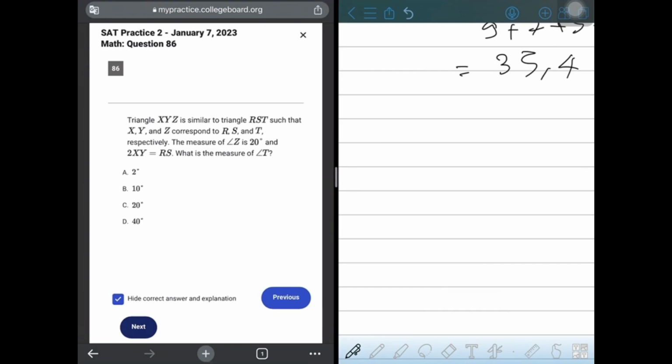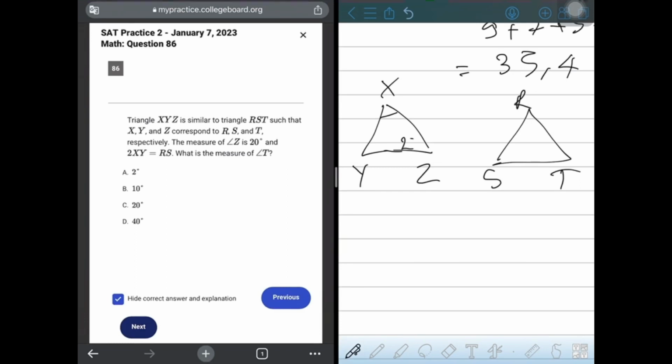Okay, we have triangle SYZ similar to triangle RST, and X corresponds to R, Y to S, and Z to T. The measure of Z is 20 degrees. Okay, so it's about the geometry. T is also 20 degrees because the two triangles are similar.